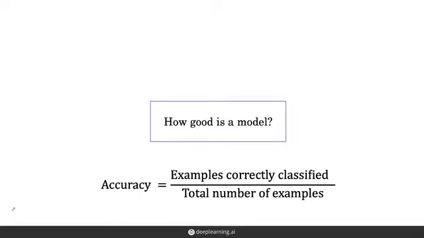To answer the question of how good a model is, we'll start by looking at accuracy. When computing the accuracy on a test set, we look at the proportion of the total examples that the model correctly classified. Let's work with an example so we can illustrate the computation of accuracy.